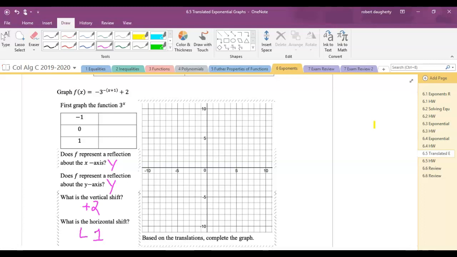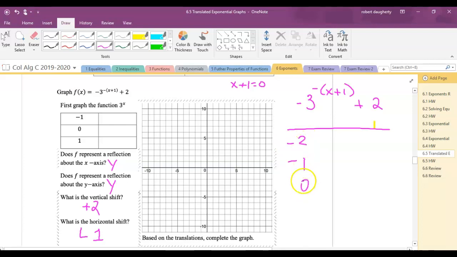Okay. So I'm not going to graph 3 to the x to do the translation. I'm going to do the way I just did it a moment ago. So I need to look at negative 3, negative x plus 1 plus 2. Okay. I need to look at where that exponent is 0. Where does x plus 1 equal 0? Yeah, x plus 1 equals 0 when x is negative 1. So I need to look at negative 1 and what other points? Yeah, negative 2 and 0. These are the 3 points I need. Okay.